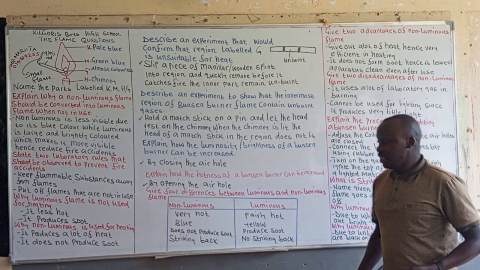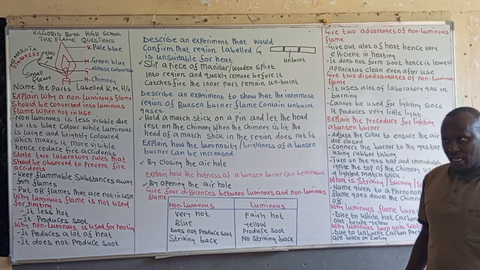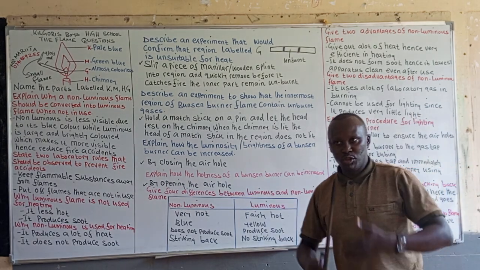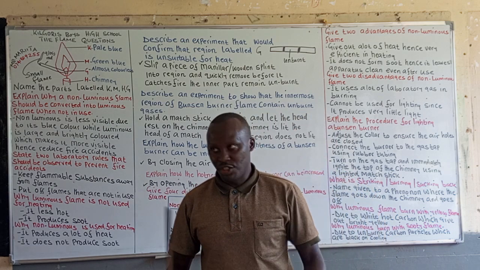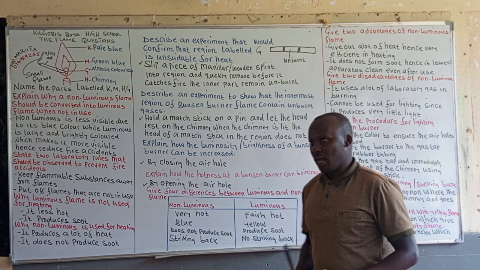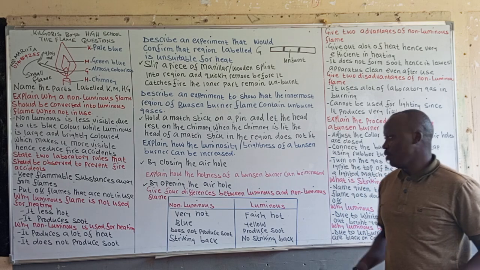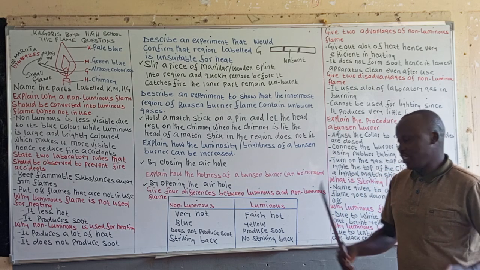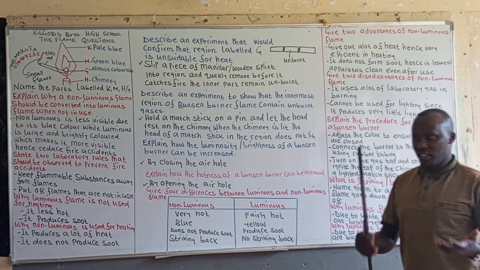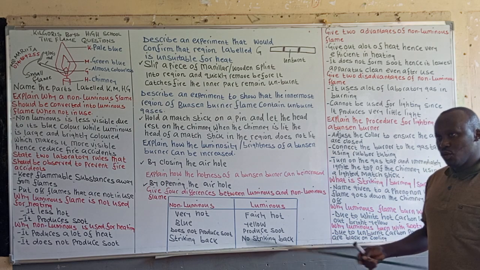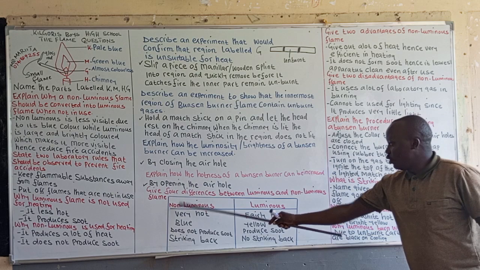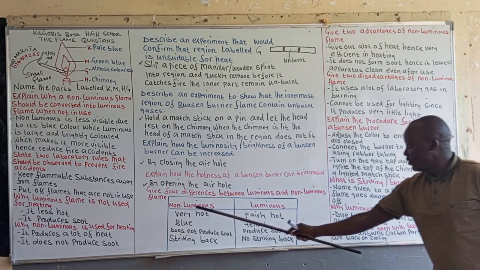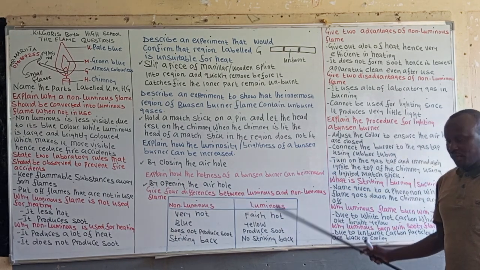Give four differences between luminous and non-luminous flame. In this case, when told to give the differences, you can use a conjunction or you can use the table. And I advise people to use the table, which is much easier, instead of using the conjunction. So you can use a table as you can see on the screen. So we have luminous, and then we have non-luminous.